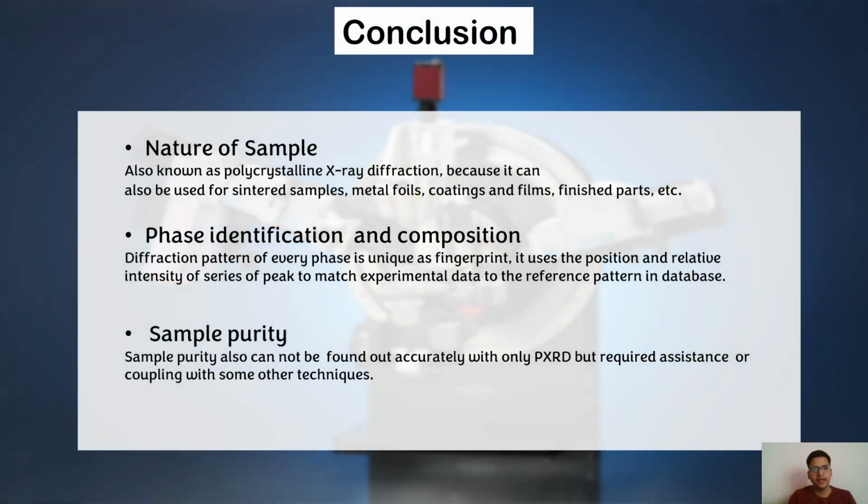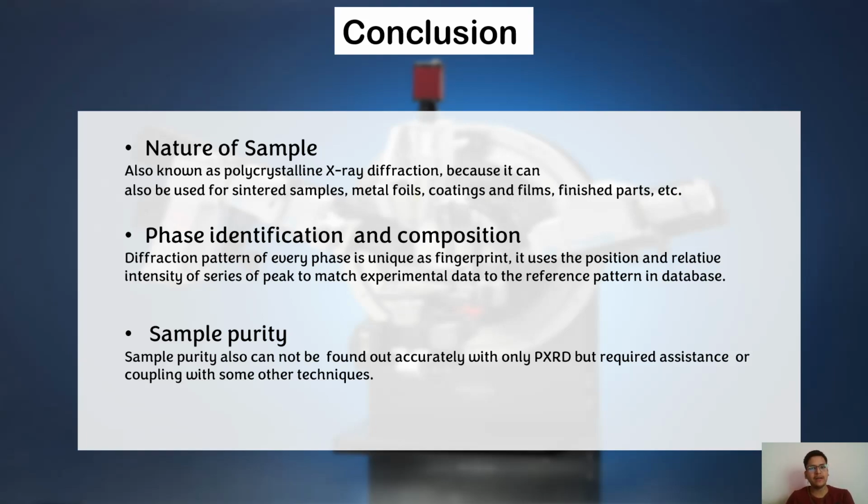So what is the conclusion? You can get the nature of the sample; we can use it on sintered samples, metal foils, coating films. You can even find out the texture of some materials using PXRD. Phase identification, composition: the diffraction pattern of every phase is unique, just like our fingerprints. It uses the position and relative intensity of peaks and matches our experimental data to the reference pattern in the database.